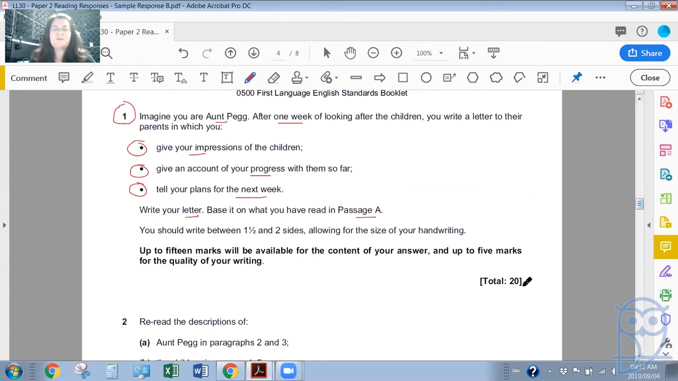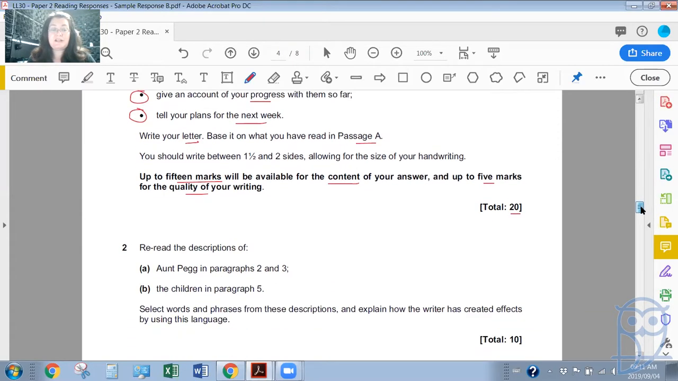And this would be out of 20 marks, but that 20 marks is made up of 15 marks, which count for the content. In other words, have you paid attention to the details in the extract so that you can reproduce those ideas in your letter? And then up to 5 marks for the quality of your writing. Grammar, sentence structure, spelling, punctuation, all of these things will also earn you marks if you use them correctly. Okay, so that's the first thing you'd have to do.